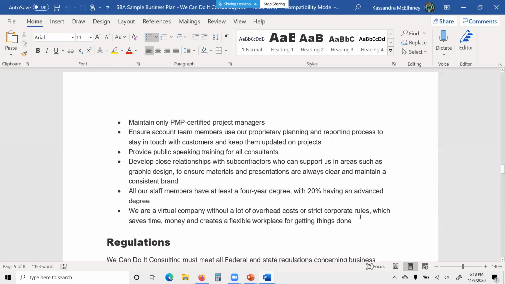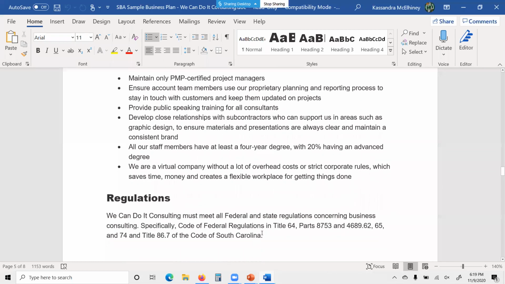And they do mention the fact they are a virtual company. They do not have a physical location. So individuals are working about the way we are right now. Kind of funny that this plan was written back in 2016, and that's the way things are now 4 years later. Probably the way we're going to see a lot of businesses go forward.